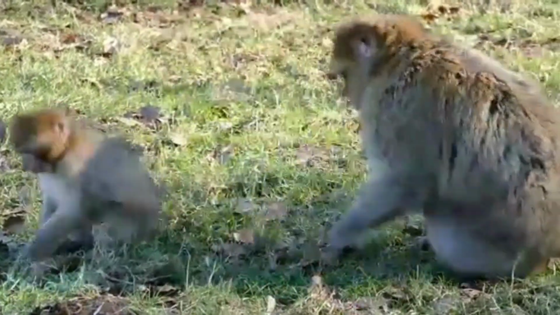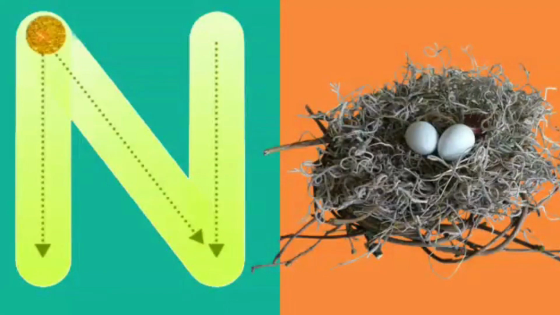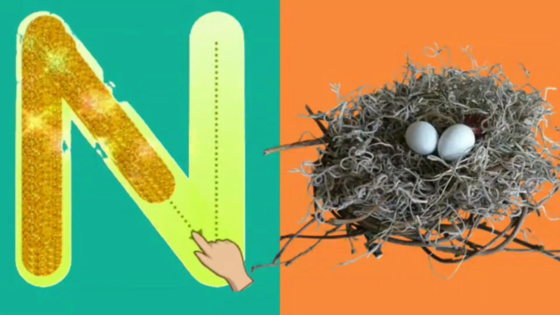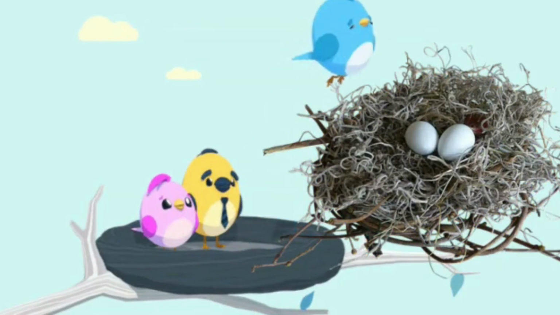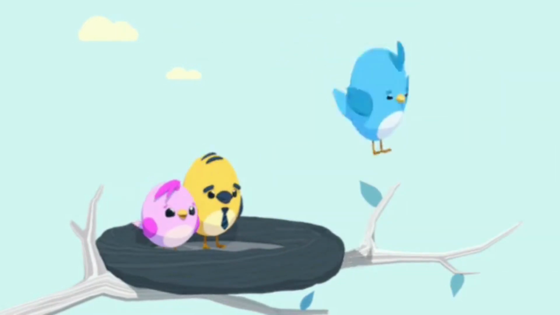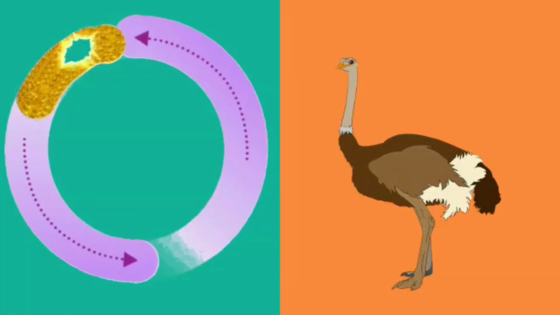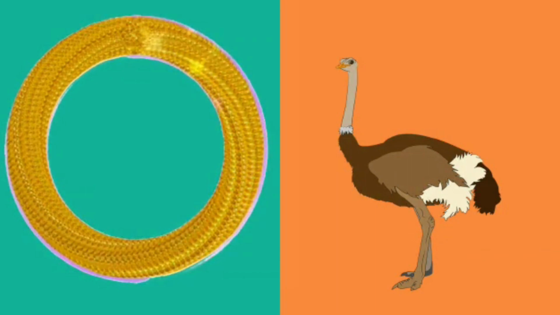Monkey. N. N is for nest. Nest. O. O is for ostrich.